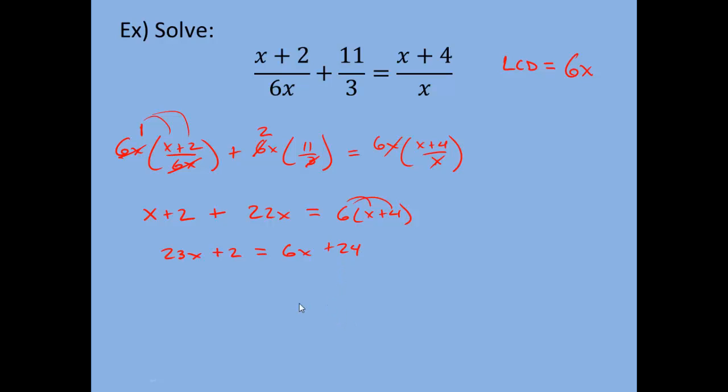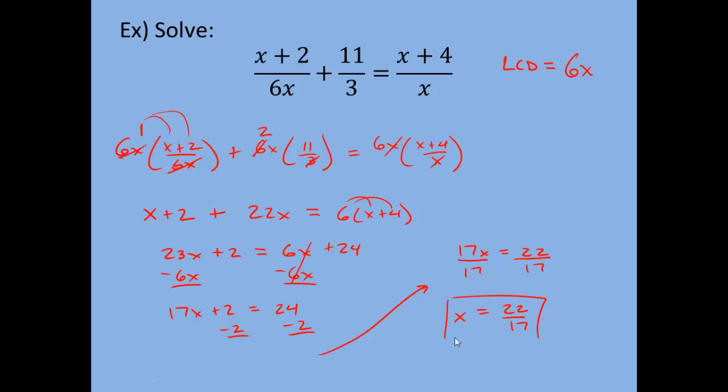Now we want variables to one side and our constants to the other, so I'm going to subtract 6x here and subtract 6x here, so I'm going to have 17x plus 2 is equal to, these cancel, 24, and then I'll subtract 2 to get my x's isolated. I'll have 17x is equal to 22, and then solving for x, I'm going to divide by 17, divide by 17, and I get x is equal to 22 over 17, which doesn't reduce. And we've solved it. Here's an example for you to try on your own.